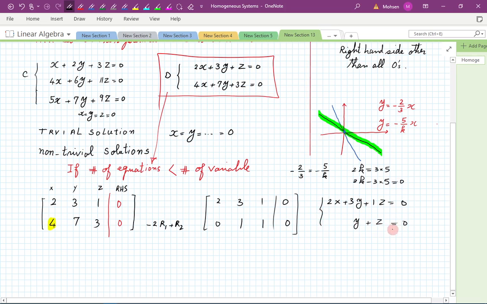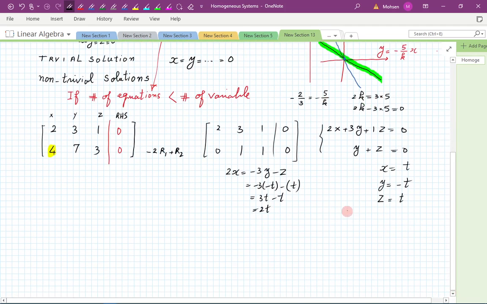What did we do to handle this? We said, okay, let's make z our free parameter. The customary thing was to call it by some other letter like t. Start from the last. You see, y becomes minus t. Then for the first equation we have 2x is equal to minus 3y minus z. So this becomes minus 3 times minus t, minus t. That becomes 3t minus t, which is 2t. And luckily we get our x as a clean expression: x is just t. Then we wrote that as (x, y, z) equal to t times (1, -1, 1).